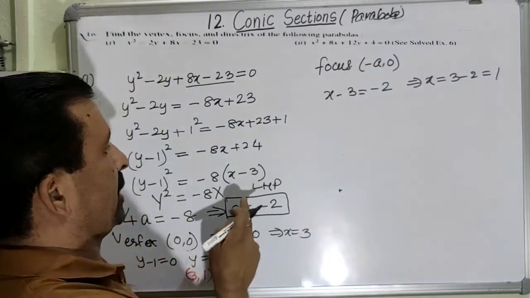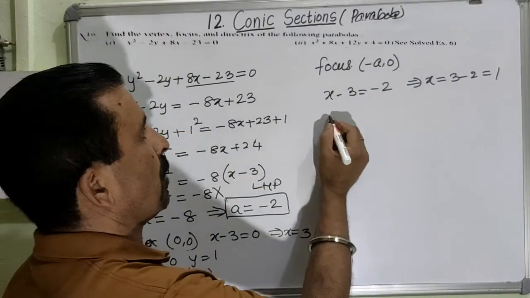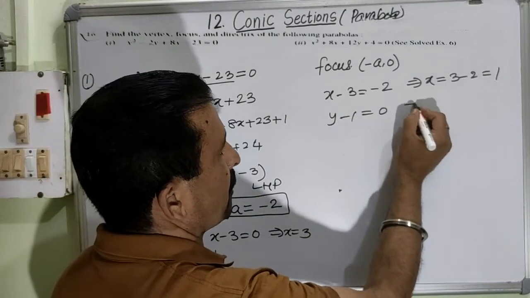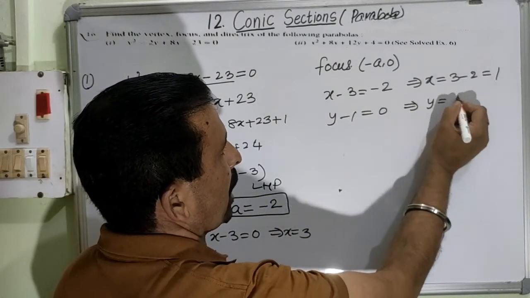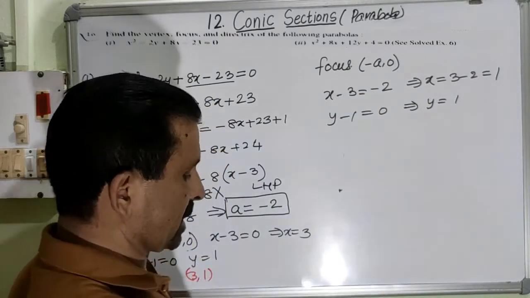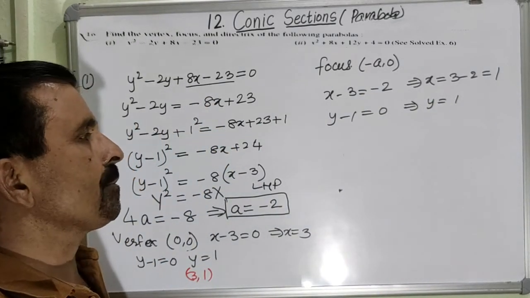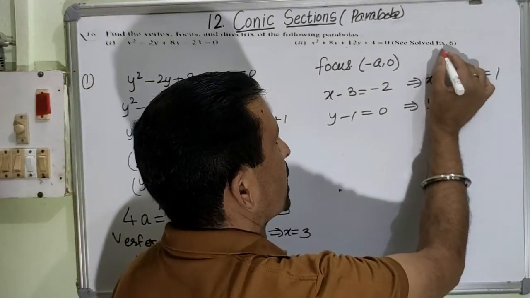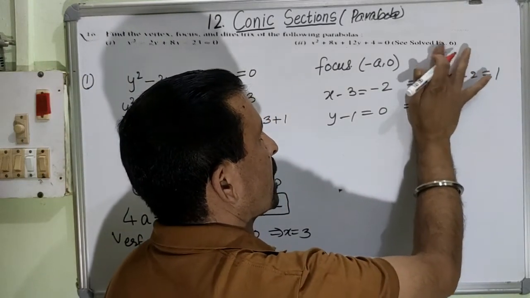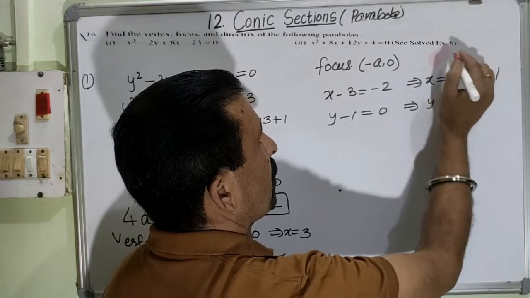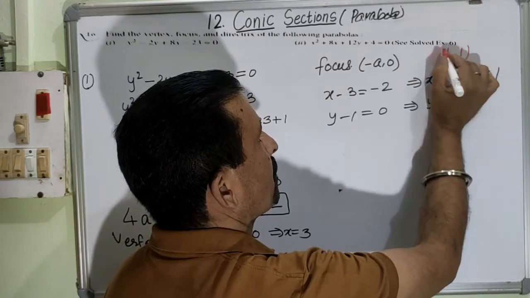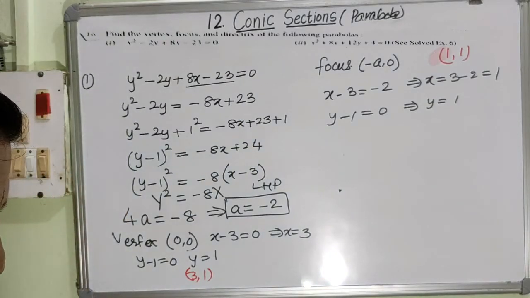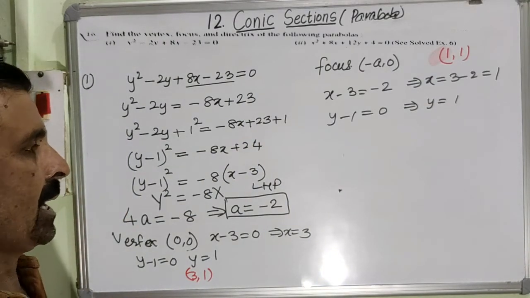Y will be compared with this y minus 1. So y minus 1 is equal to 0 comparison, and therefore the y will be equal to 1. Therefore the coordinate of the focus we got is x value 1 and y value also is equal to 1. Therefore the coordinate of the focus is 1 and 1. This is the coordinate of the focus. Is it very clear? Now we are going to find the directrix.